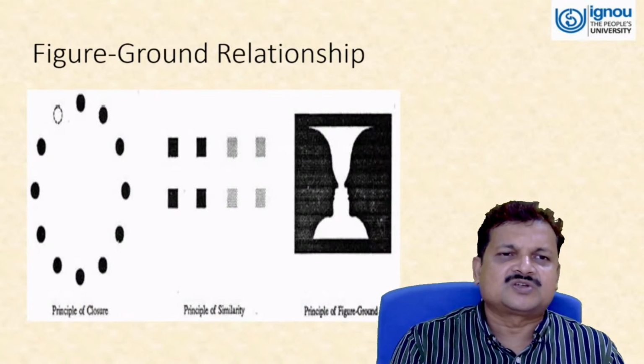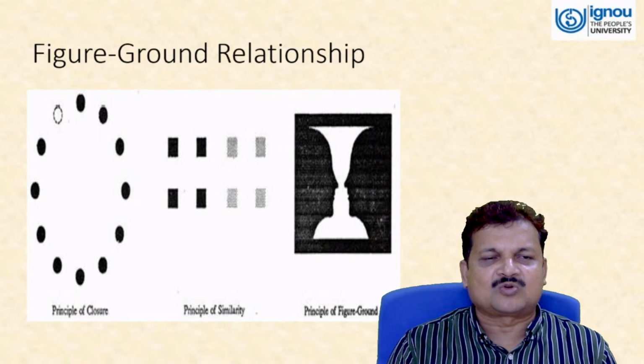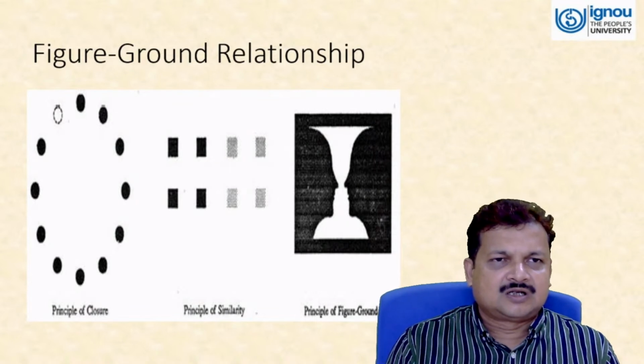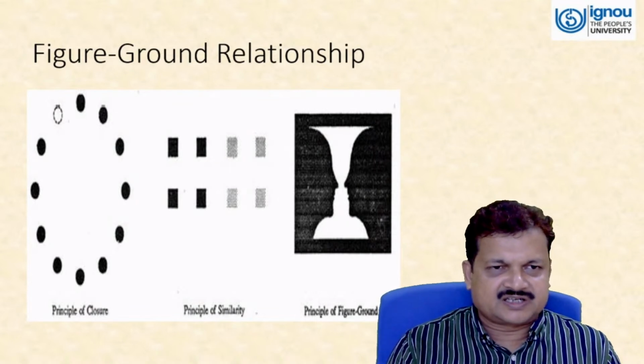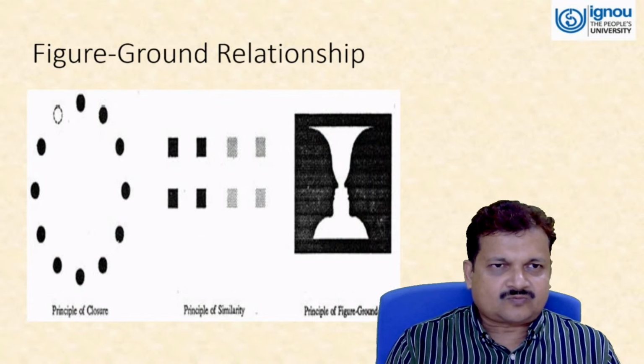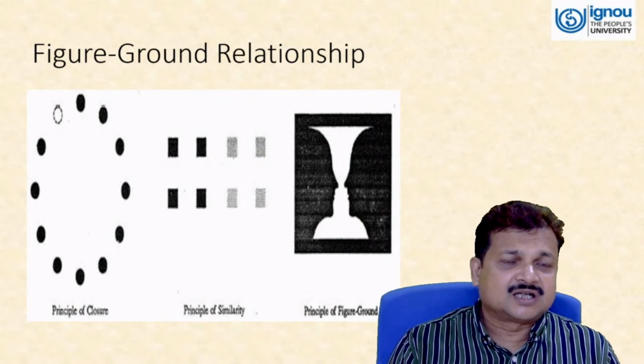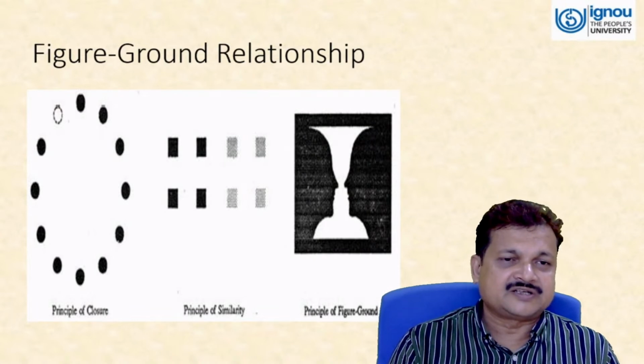Now we can see these three things. The principle of closure means that here all the circles are there, only one place is empty, but we consider it a complete circle, a whole circle. There is no gap.